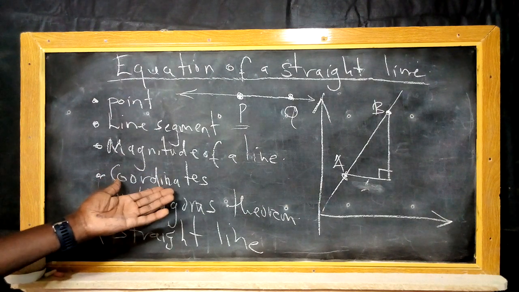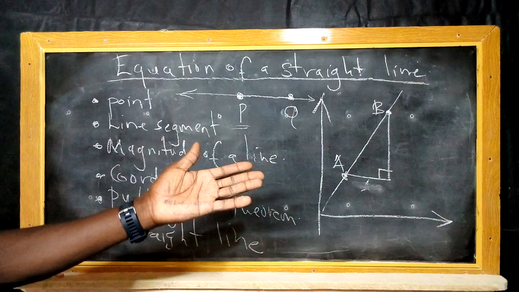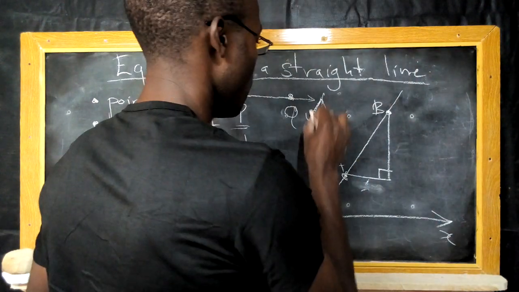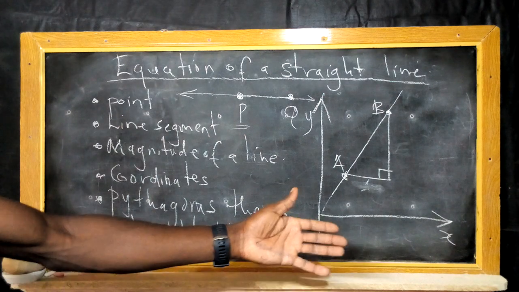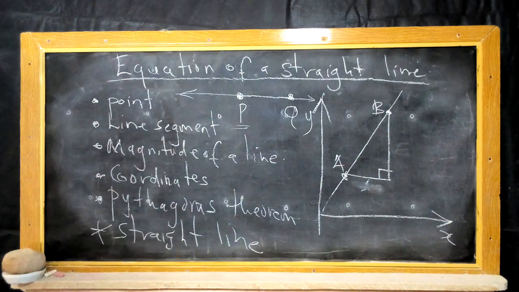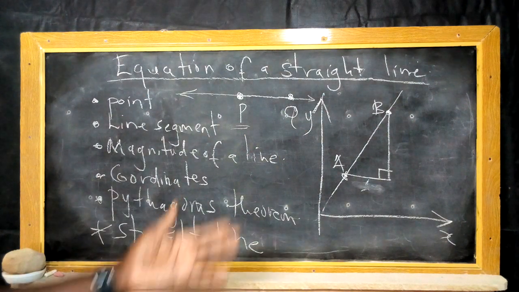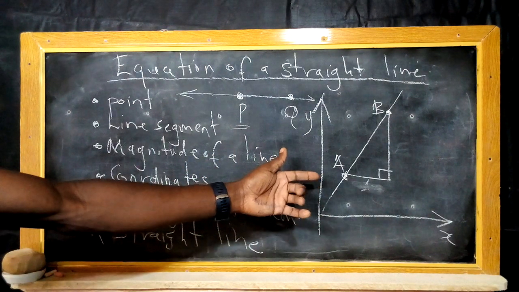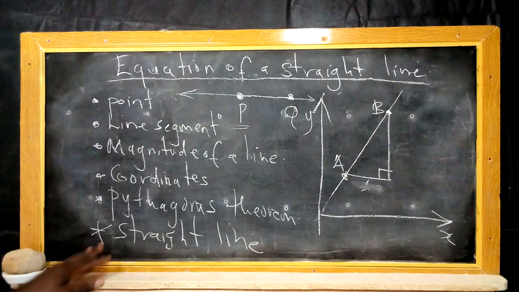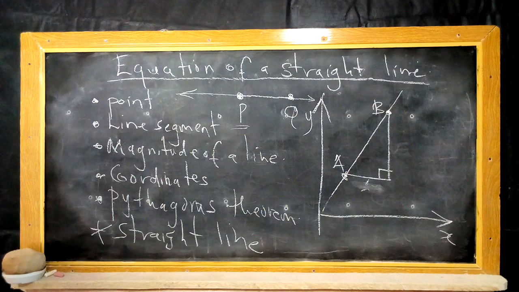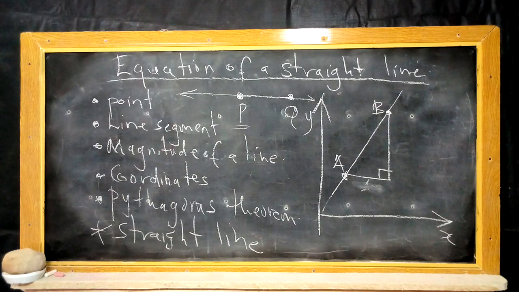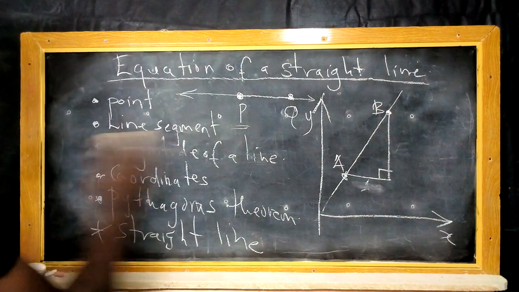And then we said that the orientation of this line, of course, can be anywhere in a 2-space dimension. So that is x, y. And suppose it's on a 2-dimensional space, which is x and y on the Cartesian plane, then we can use a concept known as Pythagoras theorem to find the magnitude of the line AB. Then lastly, we talked about a straight line, and we said that a straight line is the shortest distance between the 2 points.